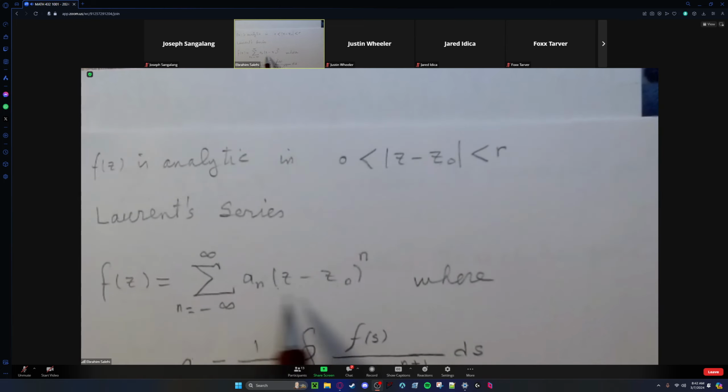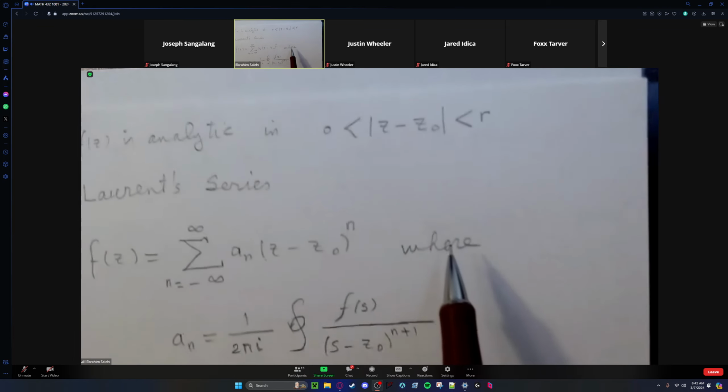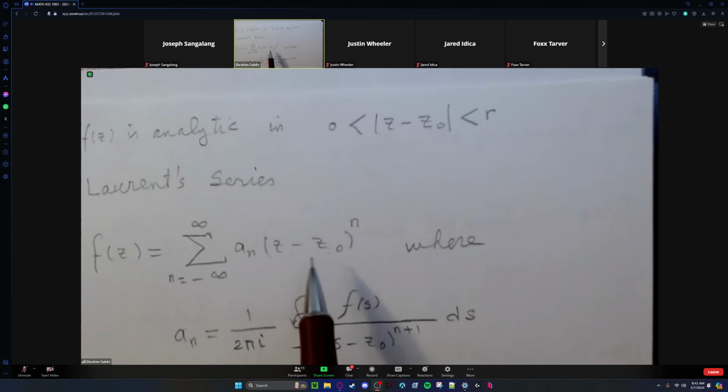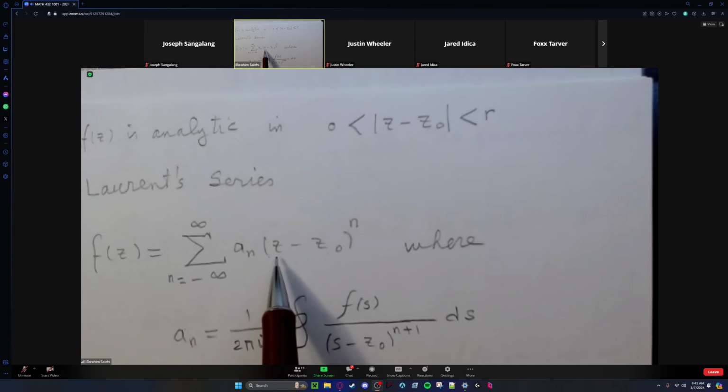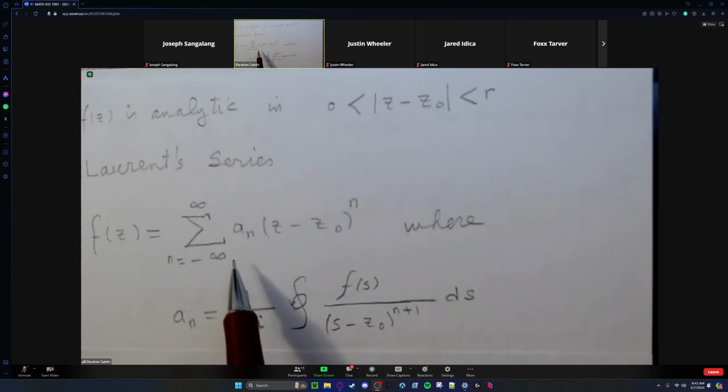But in this expansion, we are also going to have Z minus Z naught in denominators, all right? And that is when we have negative exponents of Z minus Z naught. How about a_n? The a_n follows the same formula that we had in Taylor series. I gave you a bunch of examples as to how to find the Laurent series.